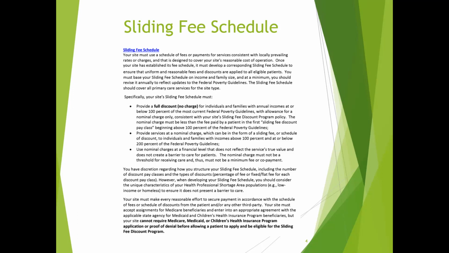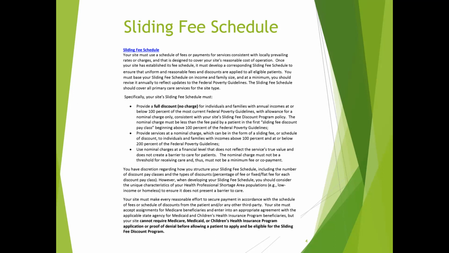The sliding fee schedule should cover all primary care services for the site type. And specifically, your sliding fee schedule must provide a full discount, aka no charge, for individuals and families with annual incomes at or below 100% of the most current federal poverty guidelines, with only an allowance for a nominal charge, consistent, again, with your site's sliding fee discount program policy. The nominal charge must be less than the fee paid by a patient in the first sliding fee discount pay class, beginning above that 100% of the federal poverty guidelines.